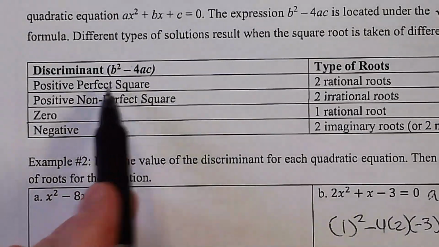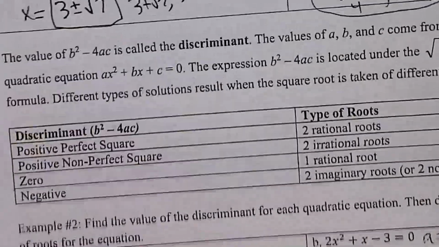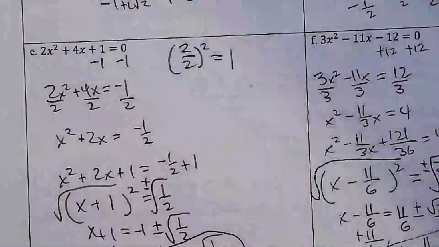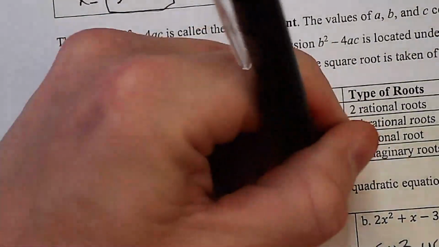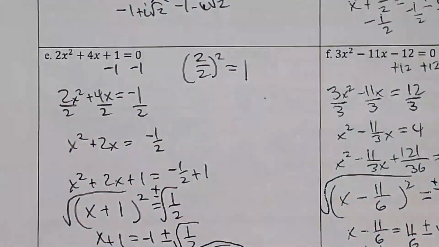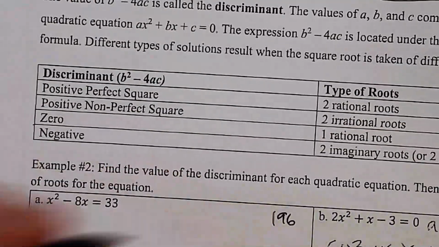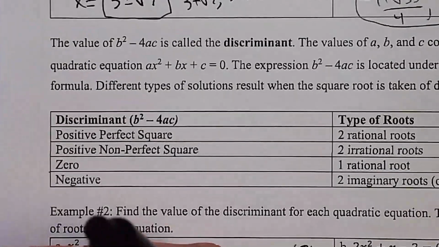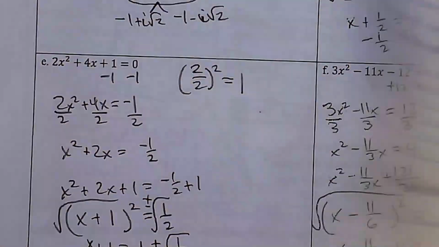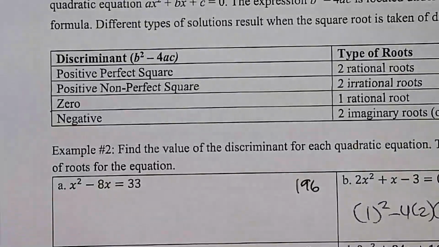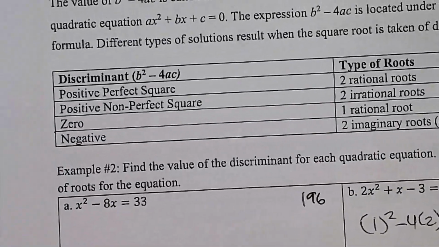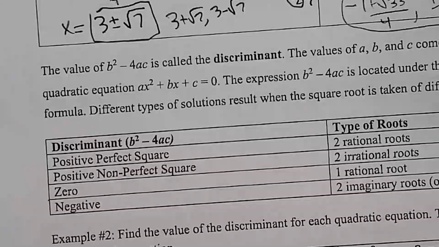b squared minus 4ac is called the discriminant. So what if I wrote down the discriminants from the previous problems? Bless you. 196, 0, negative 16, and 112. How many? All right, 196.